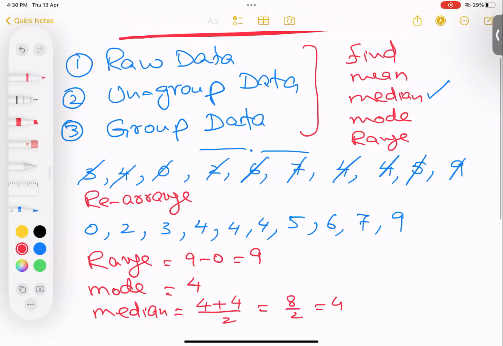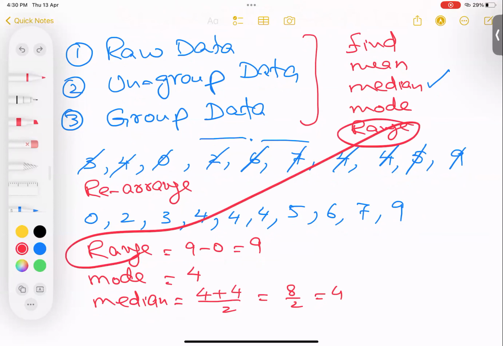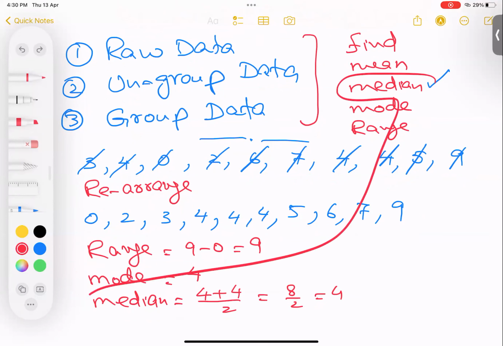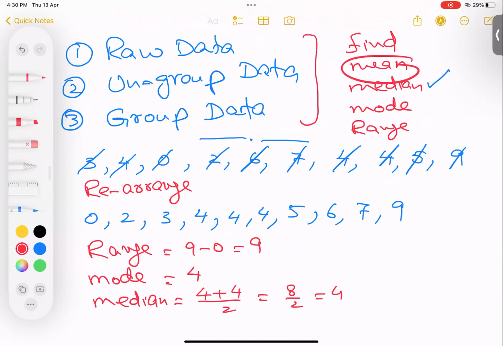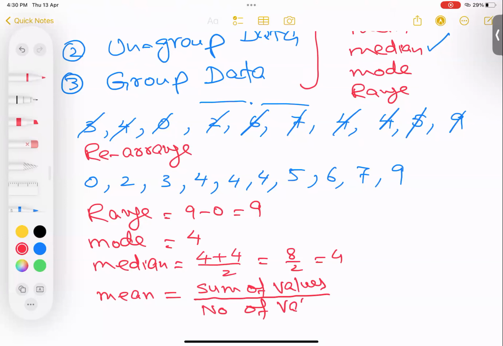Alhamdulillah Rabbil Alameen. Now I'm discussing raw data. Once again, I tell you, I'm finding a few things. I found range, done. I found mode, done. I found median, okay. And last, the mean. Mean is the average of all values. It means that when I find mean, we write the sum of all values by the number of values. You will not forget this formula, please. It is an easy formula: sum of values by number of values.